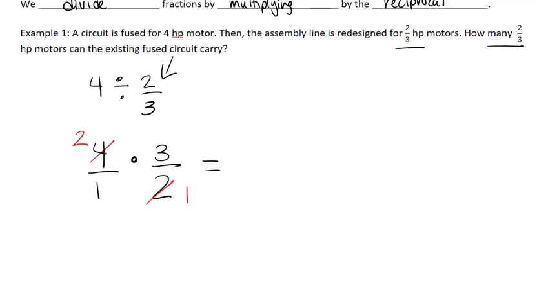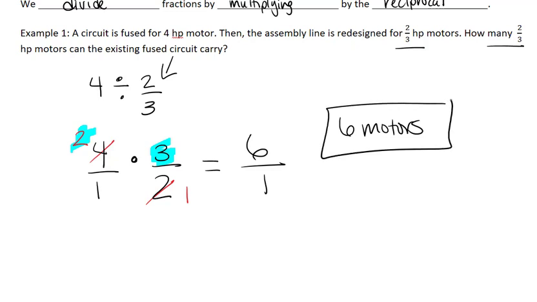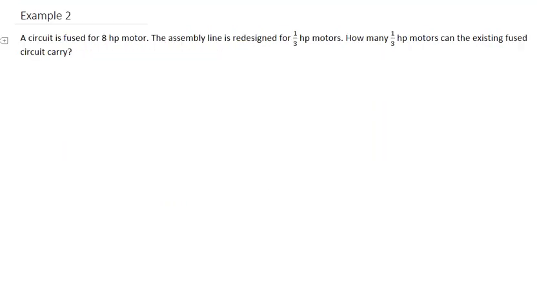Now we don't have anything else to do, so we can go 2 times this 3, which is equal to 6. And 1 times 1 is just 1. So we get 6 motors. So that would be our solution to this problem. Now let's do another example.